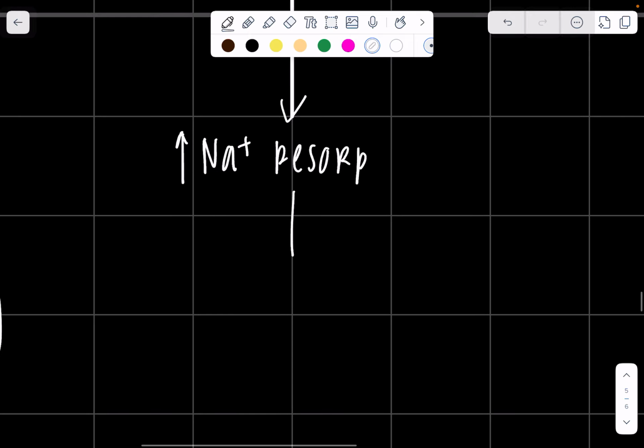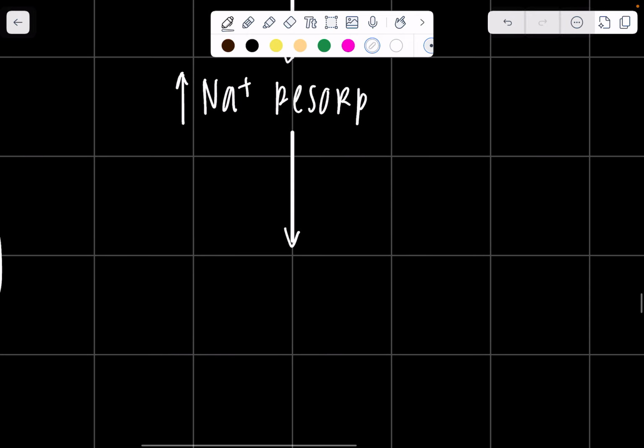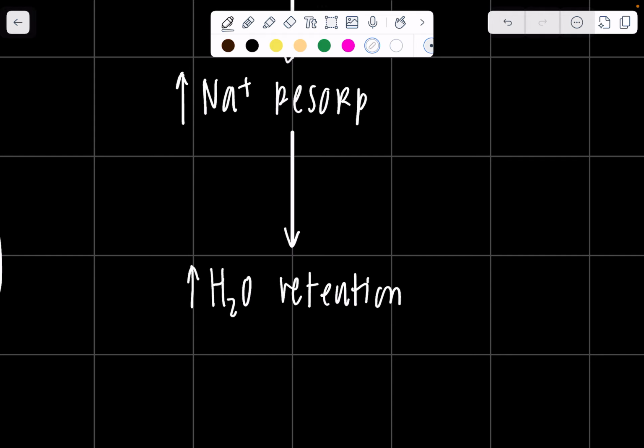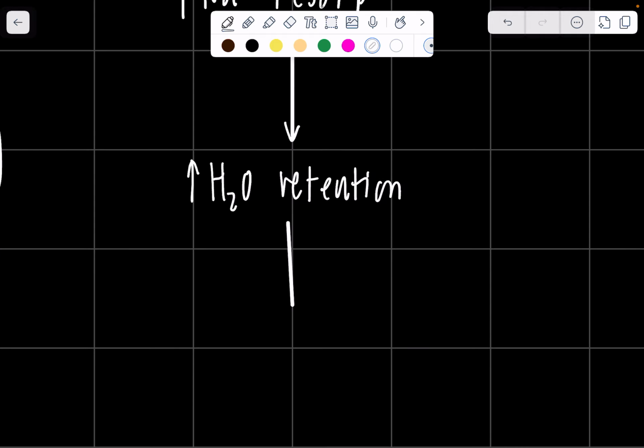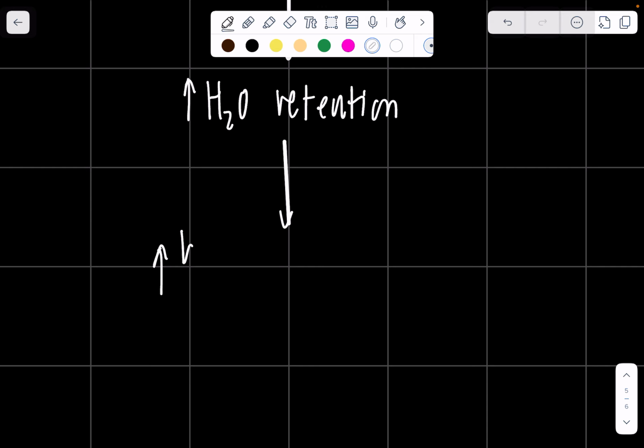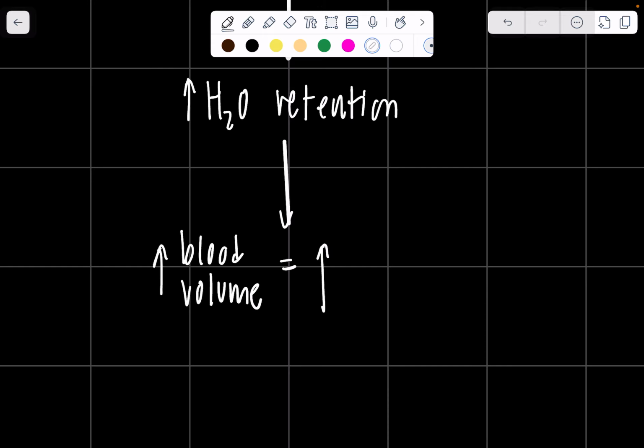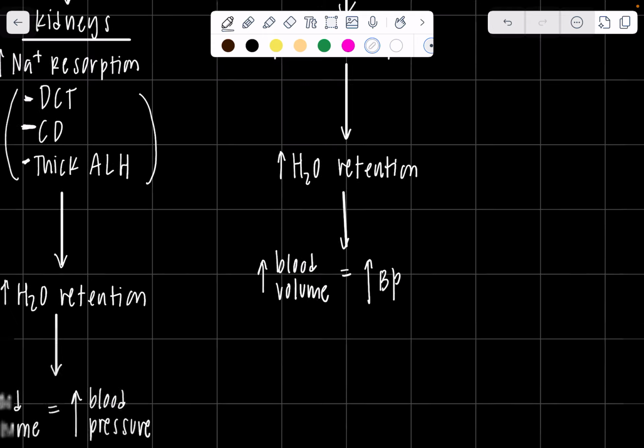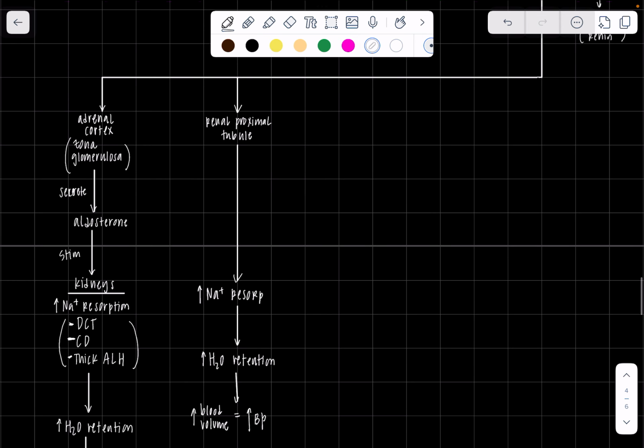And like we talked about before, if we're increasing how much sodium we are absorbing, water will follow. So we will get that increased water retention. And then taking it a step further, as a result of that increased water retention, we will get that increased blood volume. And then because of the proportional relationship we discussed earlier, that will help us to get an increase in our blood pressure. So now we've talked about how angiotensin 2 affects our adrenal cortex and how it affects our renal proximal tubule.